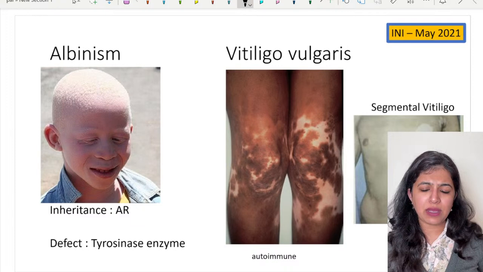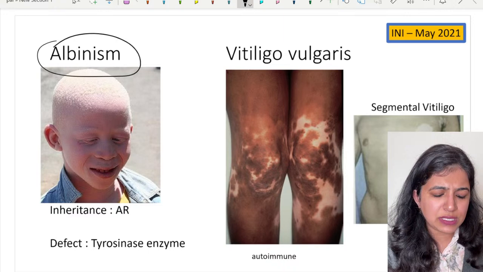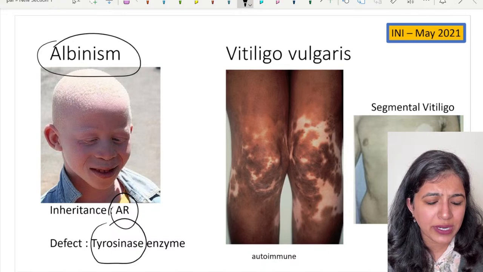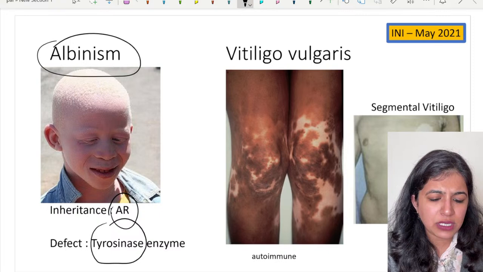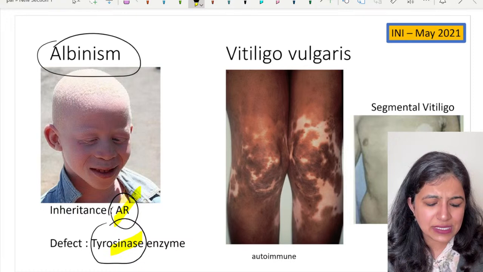Where we have albinism, this is an autosomal recessive disorder, defect in tyrosinase enzyme. There is no melanin production in the body. Skin is white, hair is white, eyes are blue. So this is albinism. Here you will see full white skin. Remember the inheritance: autosomal recessive, defect in tyrosinase enzyme.